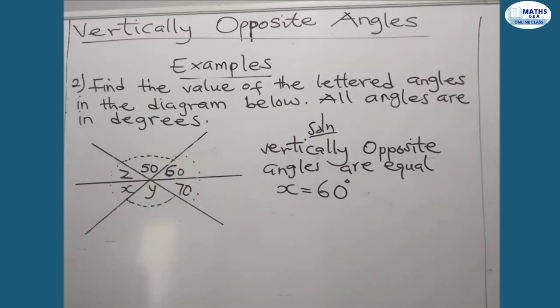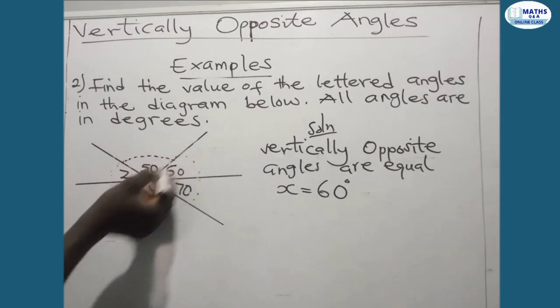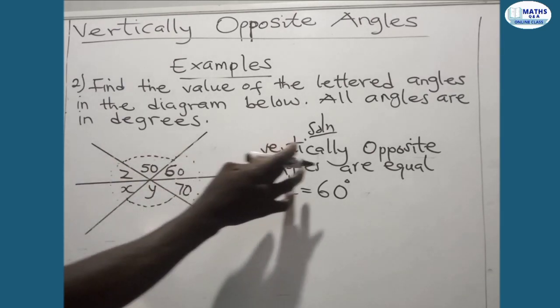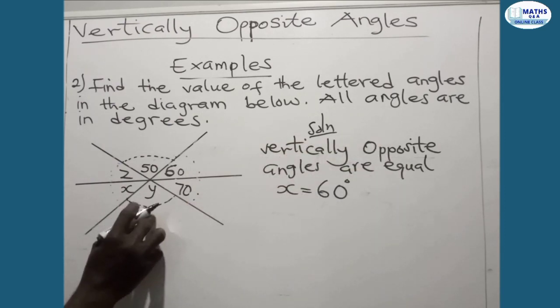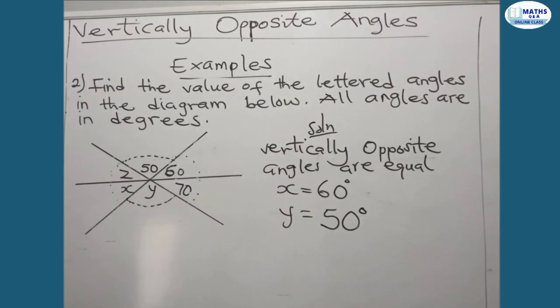Good. So if you want to find the value of Y, what will be the value of Y? Y is directly opposite to what? 50, when these two straight lines meet, okay? So we've stated that vertically opposite angles are equal. Therefore, what will be the value for Y here? Y is equal to 50 degrees. I hope you get me now. Now let's move on to the next one, which is Z.